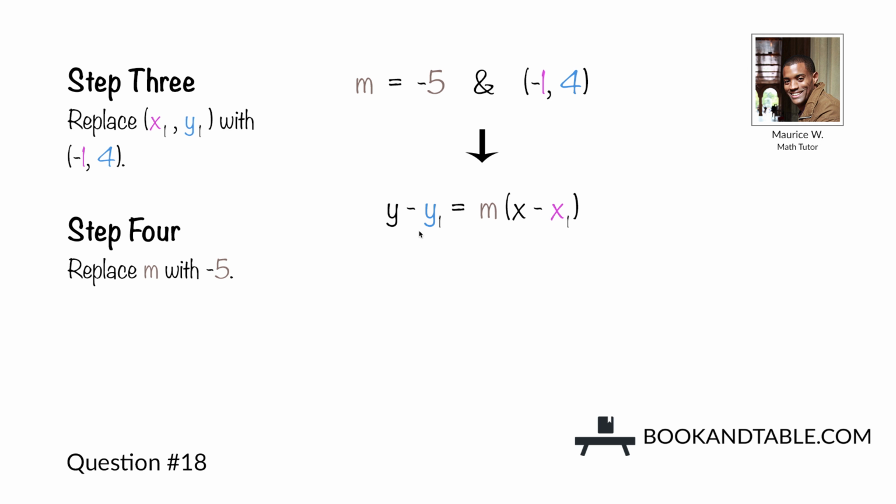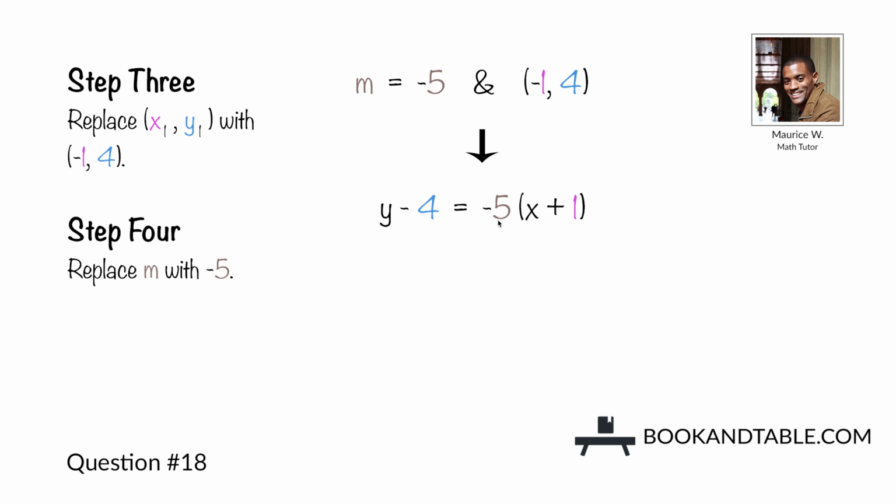So step 3, replace x1 with negative 1 and y1 with 4. So we get y minus 4. x minus negative 1 is equivalent to x plus 1. And now replace m with our slope, negative 5. And now we have the information we need to figure out the equation of this line.